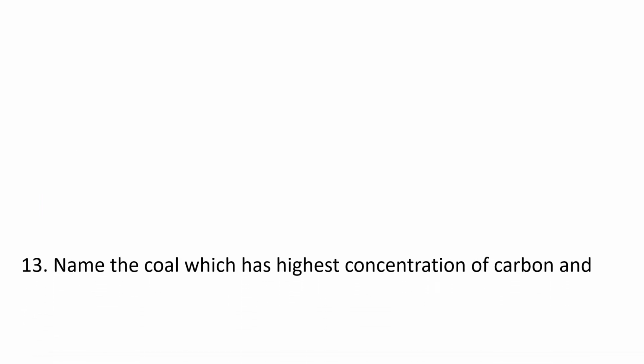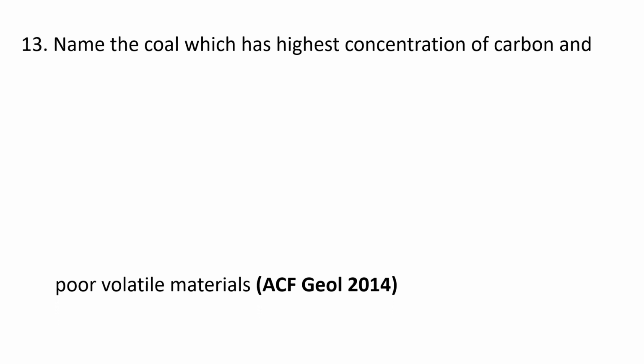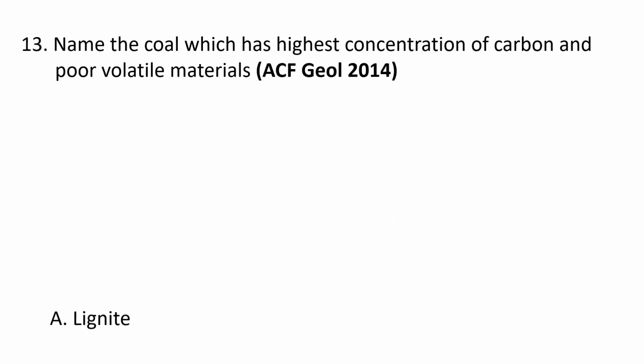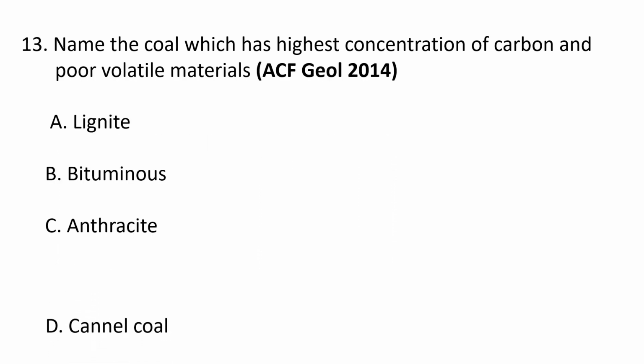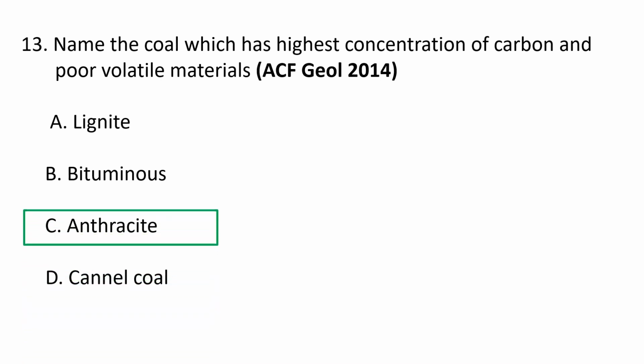Next question. Name the coal which has the highest concentration of carbon and poor volatile materials: A. Lignite, B. Bituminous, C. Anthracite, D. Cannel coal. So, obviously C. Anthracite is the correct option. It is the highest rank of coal, which has the highest concentration of carbon and poor volatile materials.